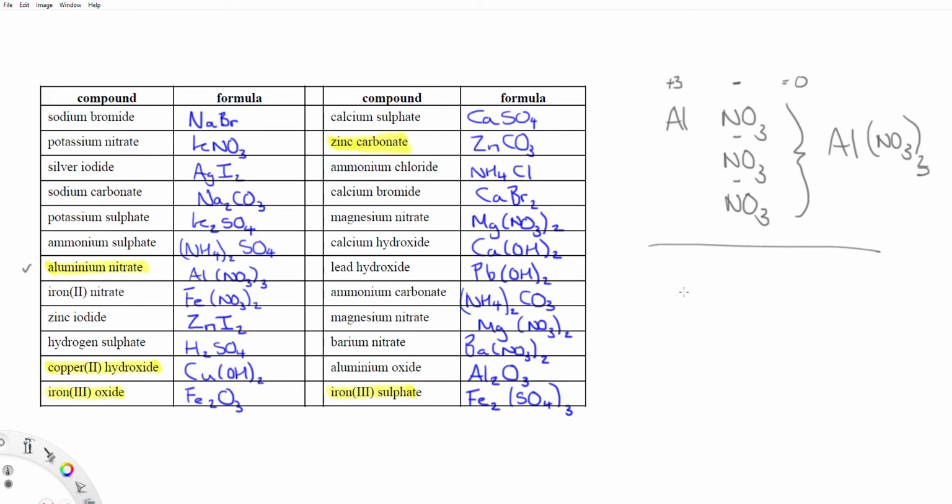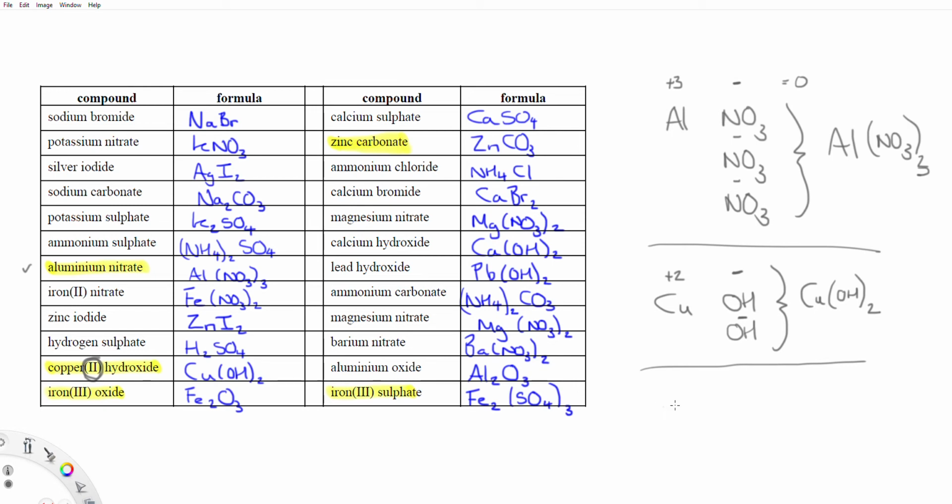The next one, let's have a look at copper 2 hydroxide. Well, it's telling us that copper has a +2 in this example because it's got this 2 Roman numeral. We know hydroxide is OH and it has a minus charge. Again, that does not equal 0. I would need another hydroxide there. So again, the formula here would be Cu(OH)2.